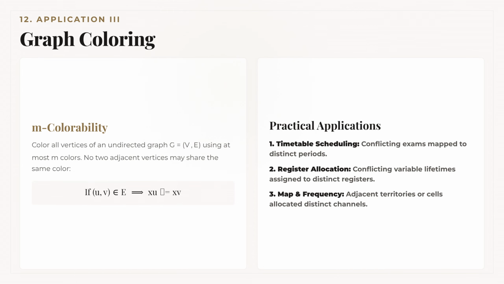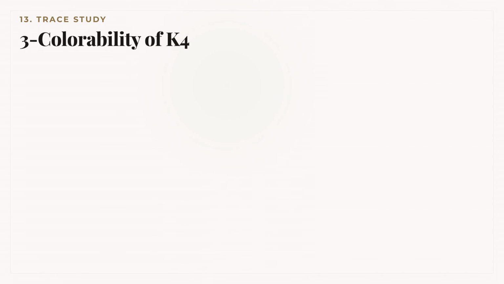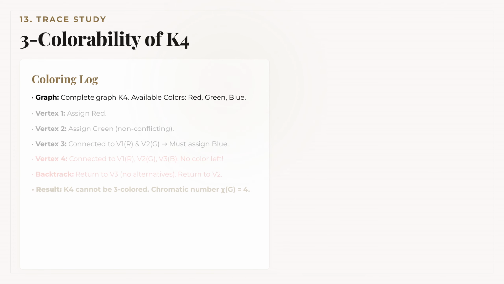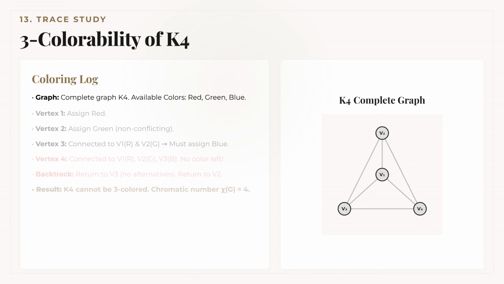Let us consider a graph containing 4 vertices arranged in a cycle. Vertex 1 is connected to vertex 2. Vertex 2 is connected to vertex 3. Vertex 3 is connected to vertex 4. And vertex 4 is connected back to vertex 1. Suppose we have 3 colors.